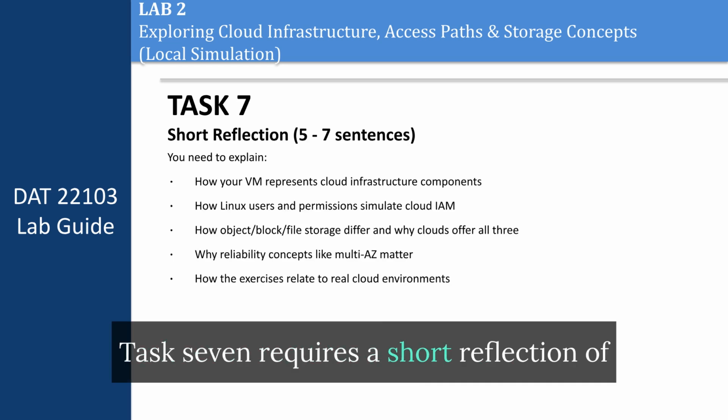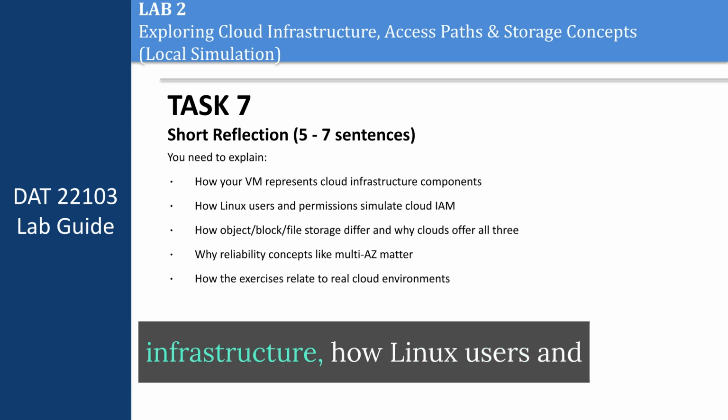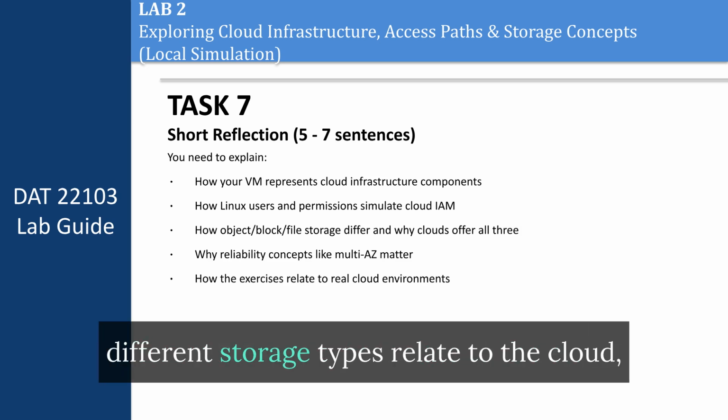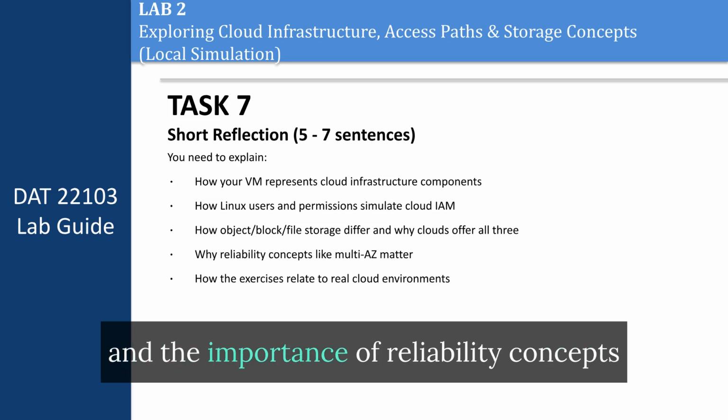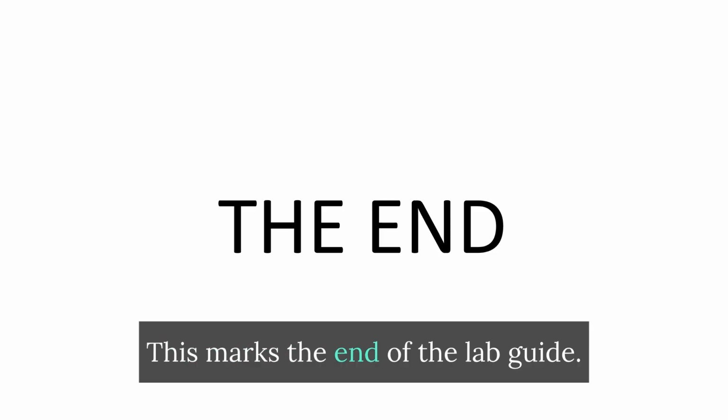Task 7 requires a short reflection of 5 to 7 sentences. Explain how your VM represents cloud infrastructure, how Linux users and permissions simulate cloud IAM, how the different storage types relate to the cloud, and the importance of reliability concepts like multi-AZ. This marks the end of the lab guide.